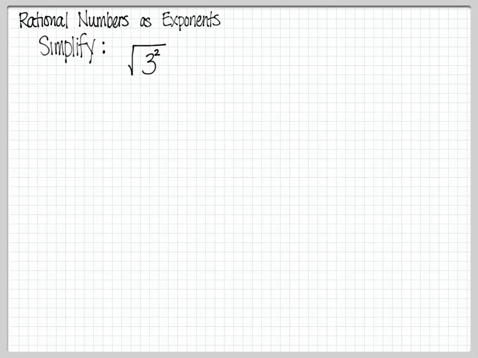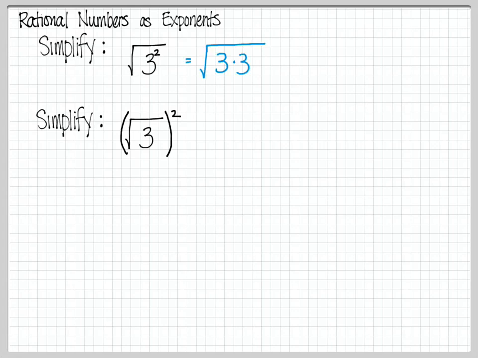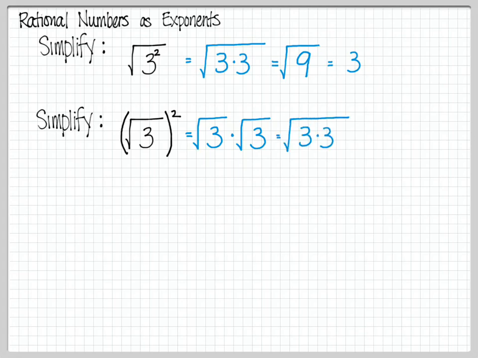If I ask you to simplify the square root of 3 squared, and I ask you to simplify the square of the square root of 3, what's the difference between the two? In the first problem, you could look at that as the square root of 3 times 3, which is the square root of 9, which is 3. In the second one, that's the square root of 3 times the square root of 3, which is the square root of 3 times 3, the square root of 9, which is 3. And they're the same answer.